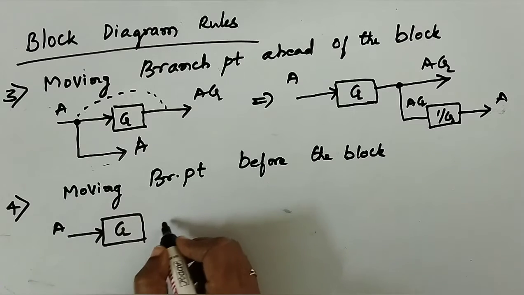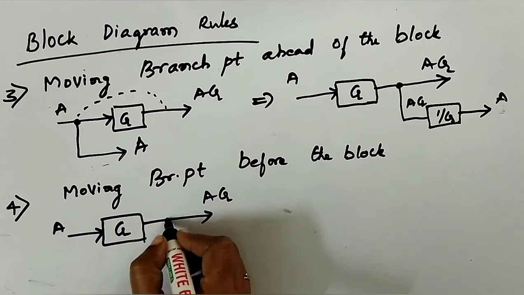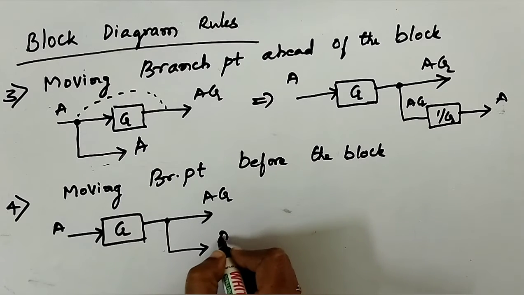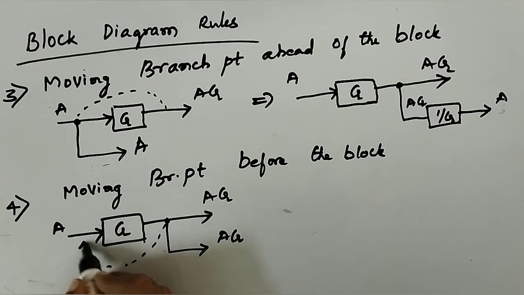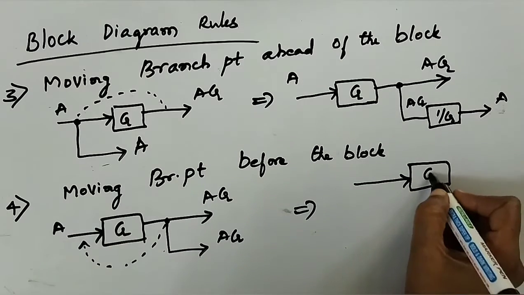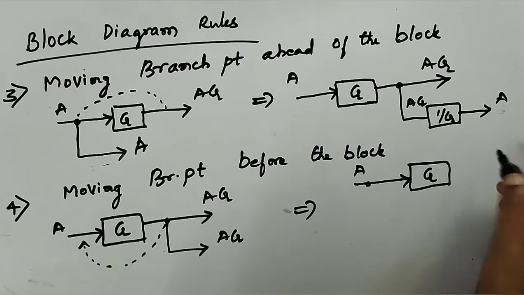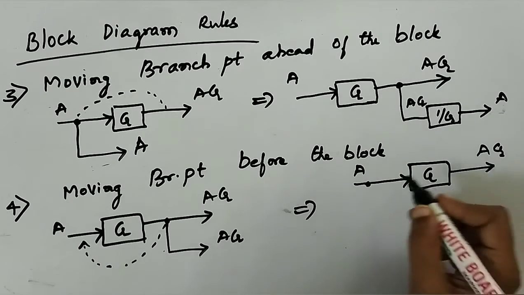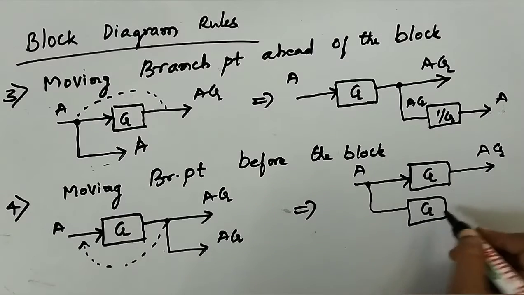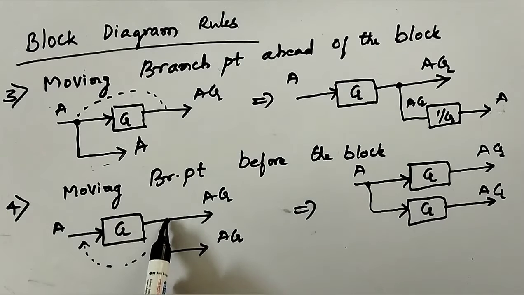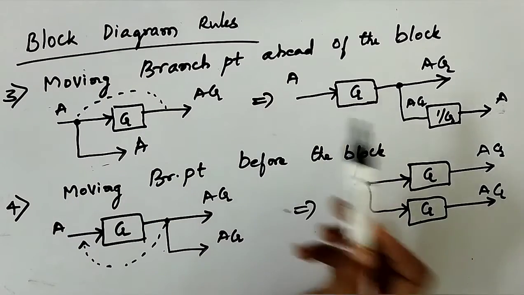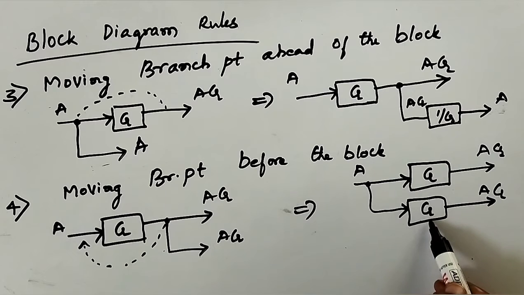A is the input on this, AG. Now this is the branch point. You're supposed to move this before the block G, where A is the input, the output is AG, then it's G here, AG is the output. When you move this branch point from this side to this side, you're supposed to add G in the other parallel path. Ahead of the block it's 1 by G and before the block it's G.